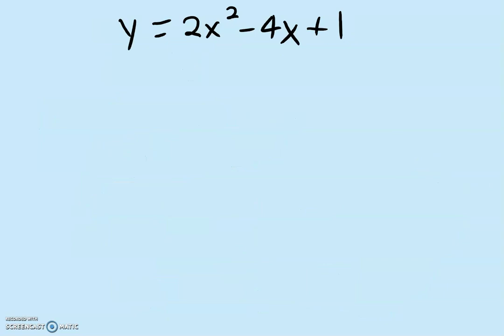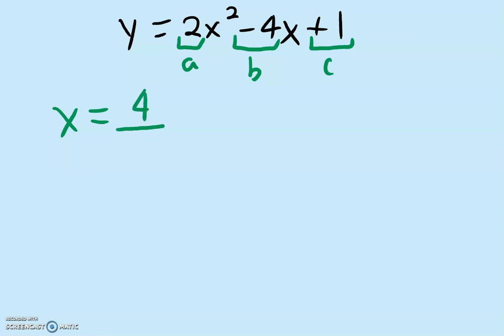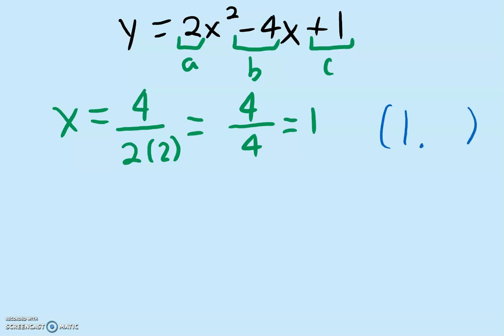In this example, a is 2, b is -4, and c is +1. To find the x-coordinate of the vertex, we'll use -b over 2a. So -b, this -4 is going to change to a +4. And on the bottom, we have 2 times a, which is 2. So we have 4 on top. On the bottom, 2 times 2 is 4. 4 divided by 4 is equal to 1. And so that means for the vertex, the x-coordinate is 1.